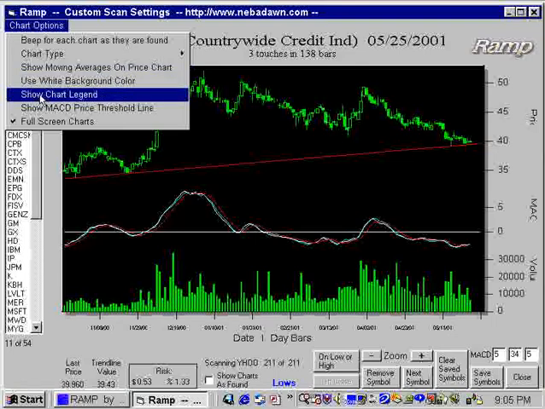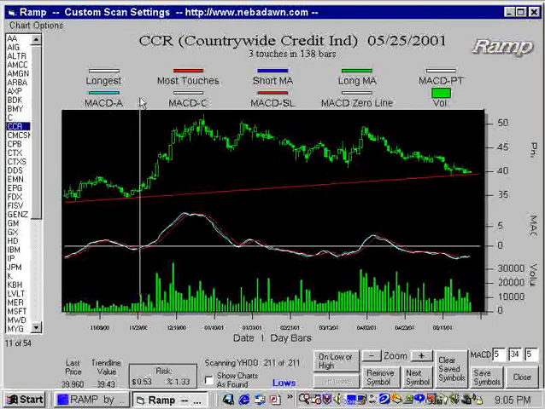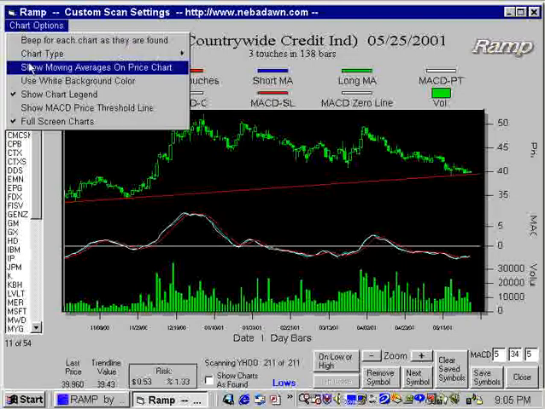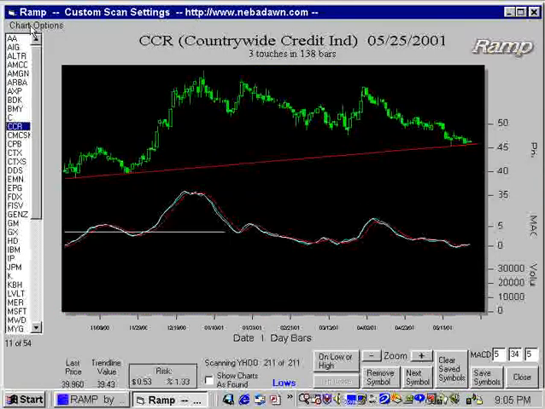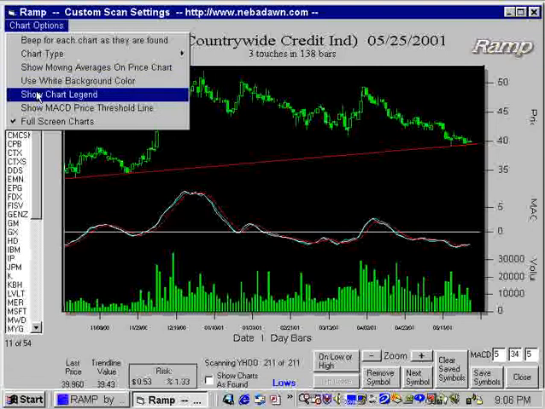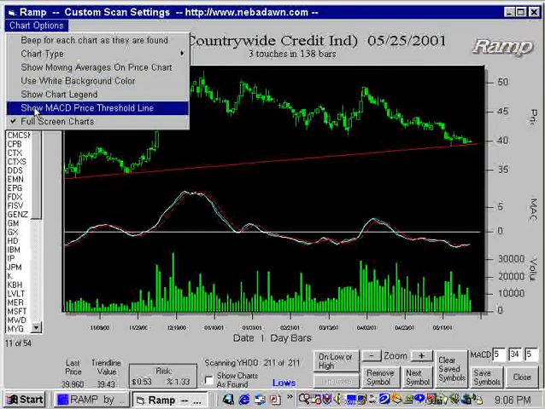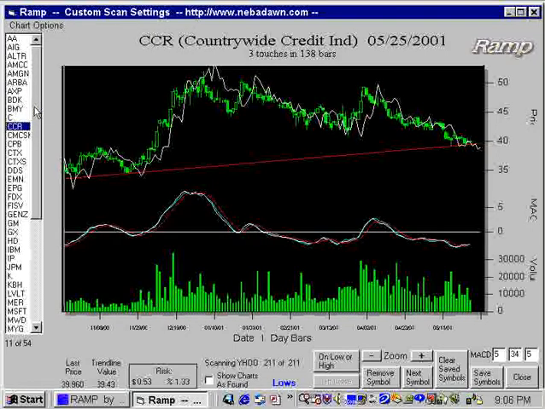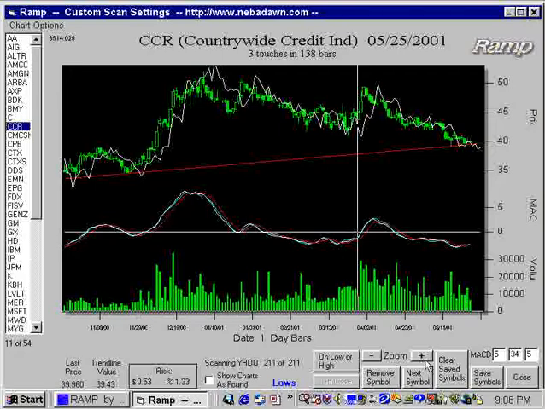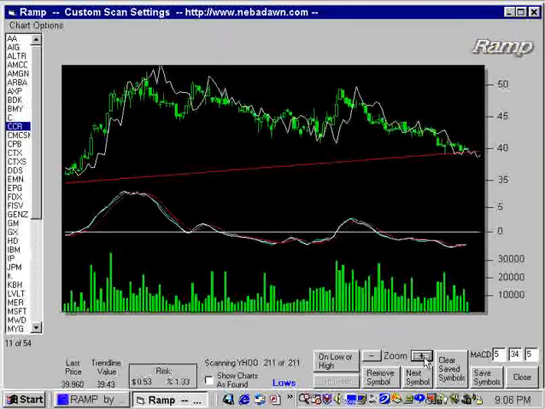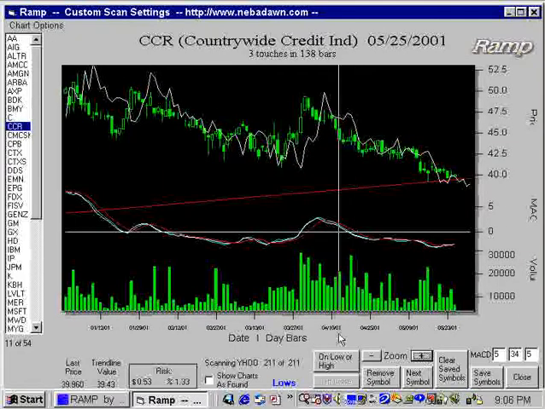You can also request a chart legend, and it will show you what each of the lines is on the chart. We won't use that right now. You can request a MACD price threshold line. This is a very interesting line, and I don't know that this has ever been introduced before, and it'll take a little bit of explanation. I'm going to zoom in a little bit so that we can take a look at this.